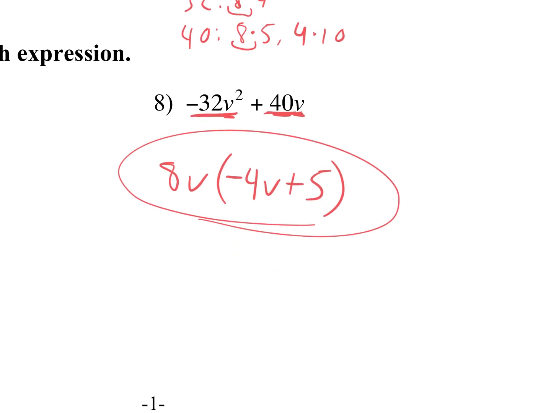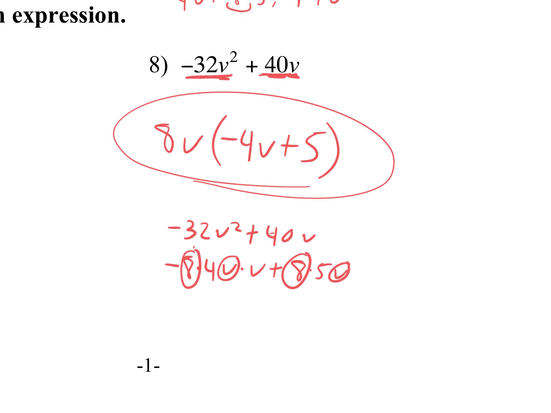If that explanation was confusing, you can write it out. So you can write out negative 32v squared plus 40v. You can write out your factors and say that 32 is 8 times 4, v times v. And then 40, you can say that's 8 times 5 times v. And then you can see that the biggest one that they share is an 8 and a v. And then if you take that out, you still get the same answer. You're left over with a negative 4v and a 5. All right, are we okay with that?